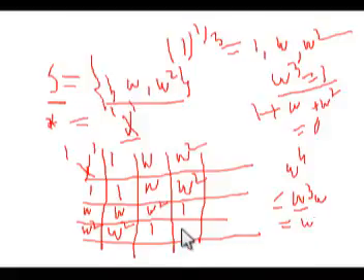So you are seeing that the multiplication of any two elements of the set gives an element that belongs to the set, so it is closed. One property is satisfied. Now you can very easily verify the other property.